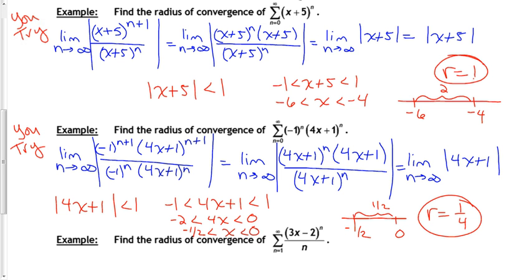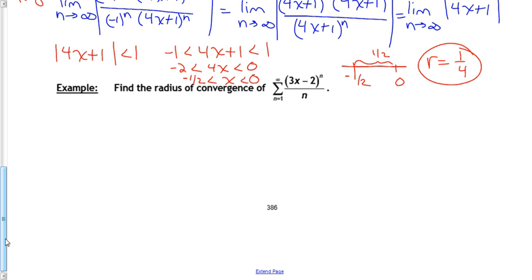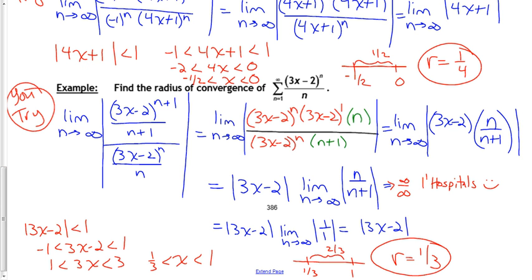I'm going to move on to the last example. What I mean by that is you have one more to do. So again, you try and do this. Pause the video now, please. Here's my solution. I got the radius of convergence is 1/3. If you did not get that, please pause the video here and look at my work and see if you can find your mistake.